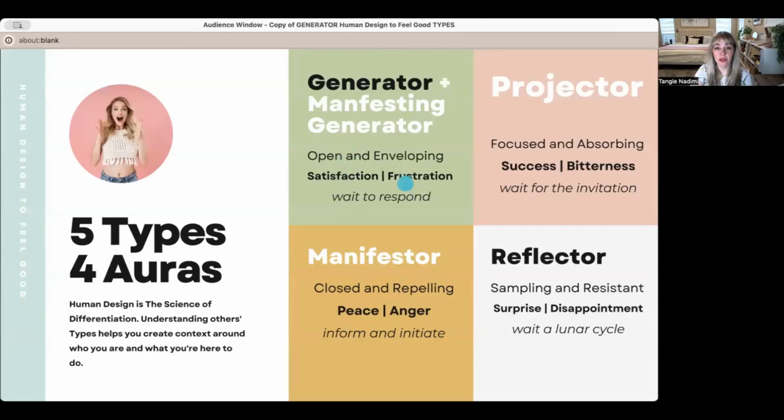They're both going to have this compass of satisfaction versus frustration. That's why we wait to respond. We want to put that energy that comes up when we respond in the direction of satisfaction, and we want to say no to things that are confusing or frustrating.